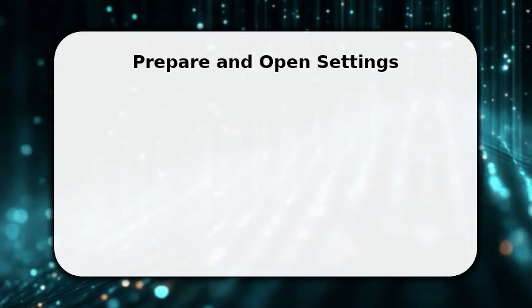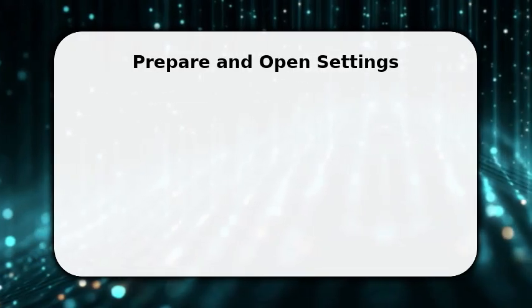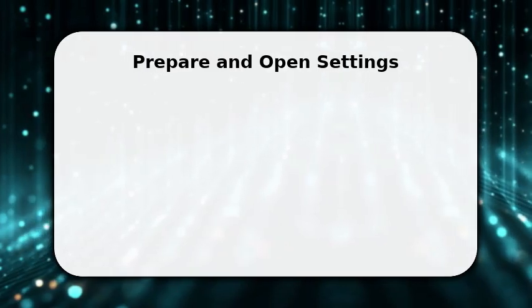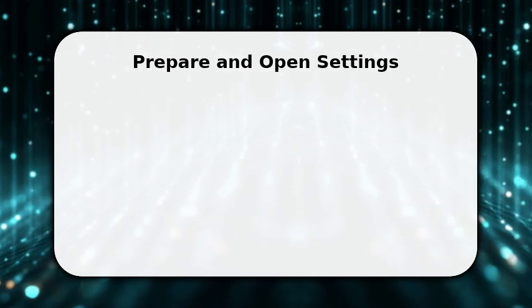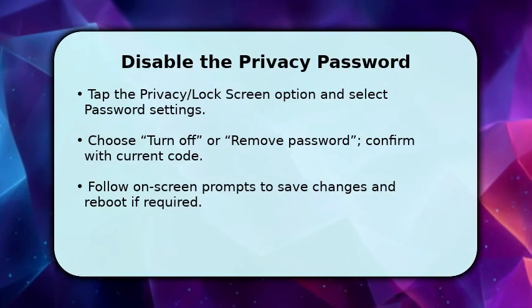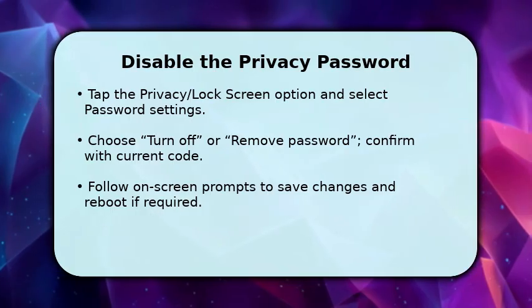You need your current password or PIN to proceed because the system requires re-authentication before changing privacy controls. Once authenticated, make sure to locate the specific privacy password or lock screen entry so you can change that setting next. You now tap the privacy or lock screen option and open password settings. This is where the toggle lives.